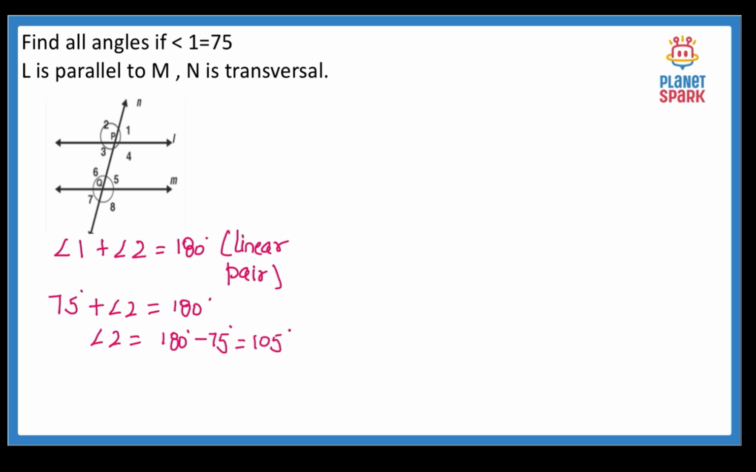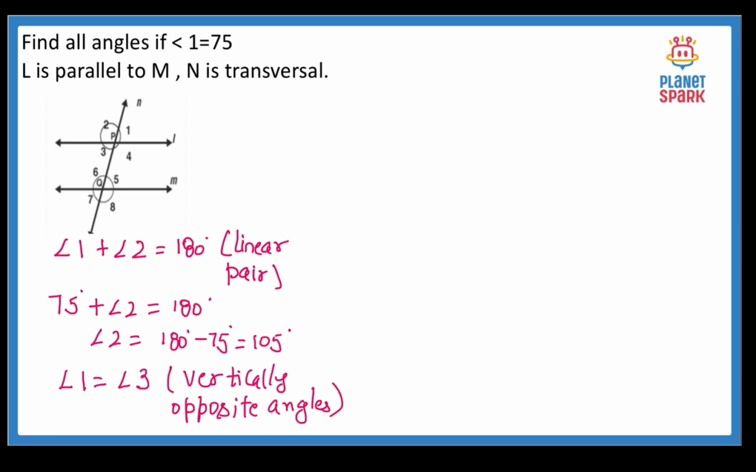Further, I can also say that angle 1 is going to be equal to angle 3. Now, why is angle 1 equal to angle 3? Because if you carefully observe, L and N are intersecting at point P. So 1 and 3 are vertically opposite angles. Also, vertically opposite angles are equal. So angle 1 is equal to angle 3 is equal to 75 degrees.